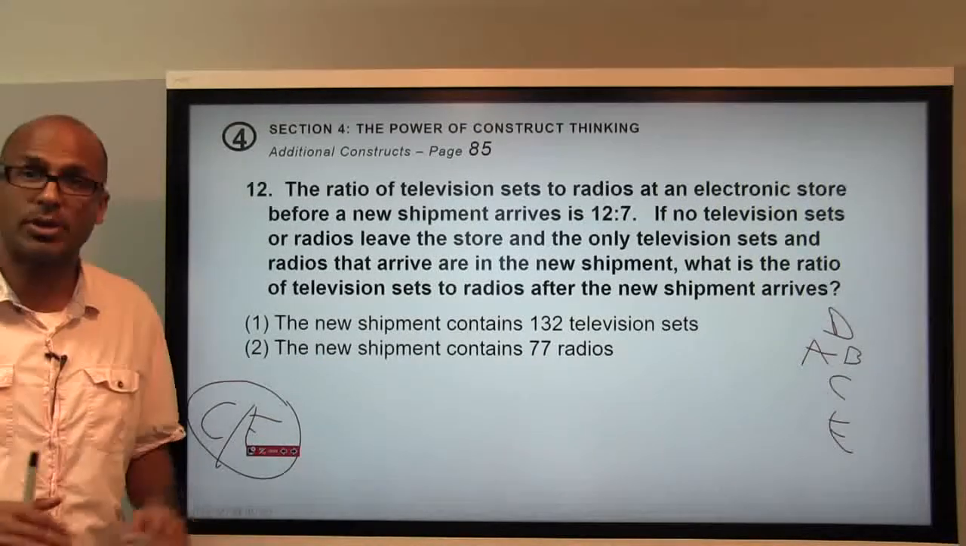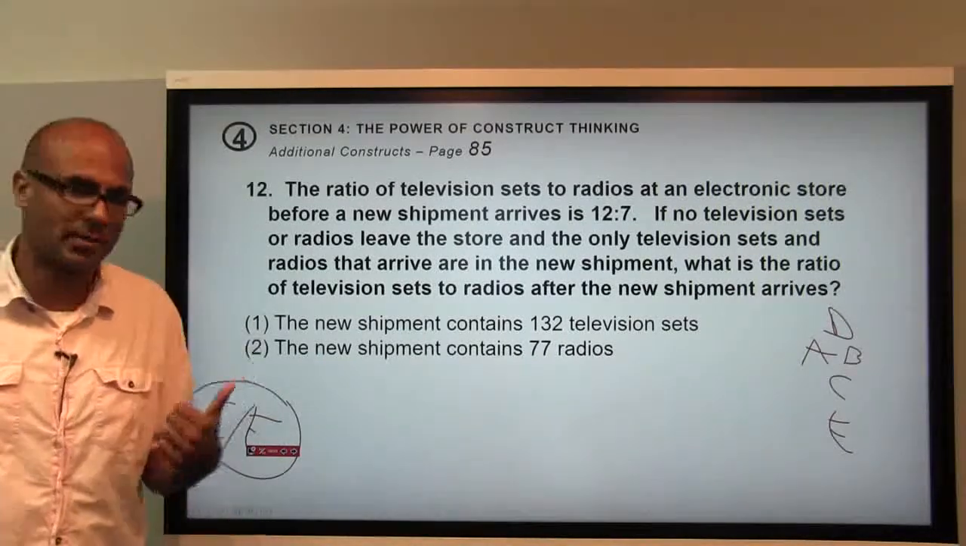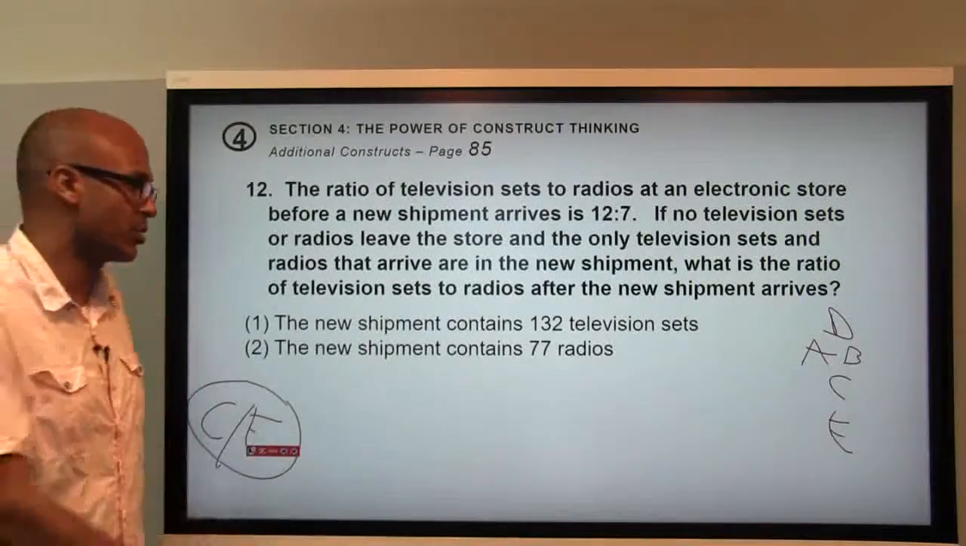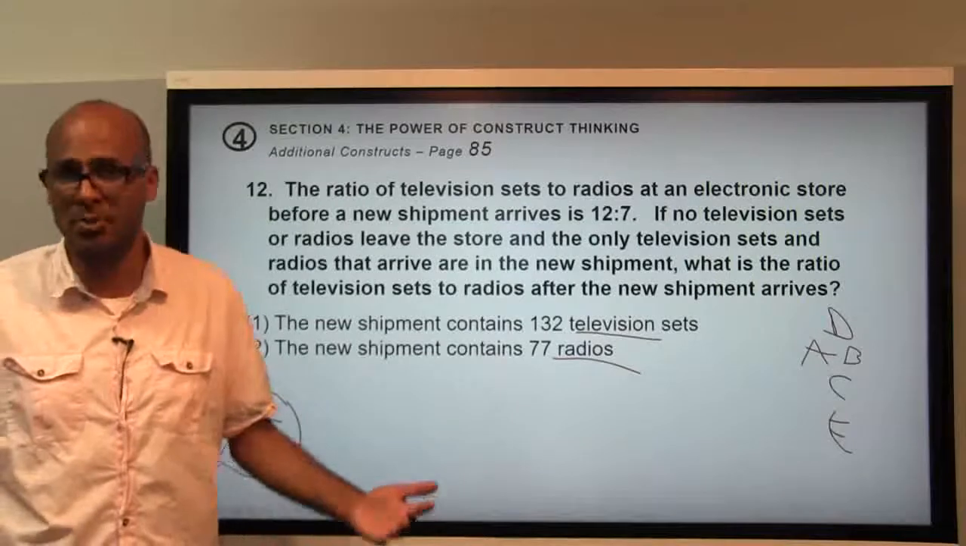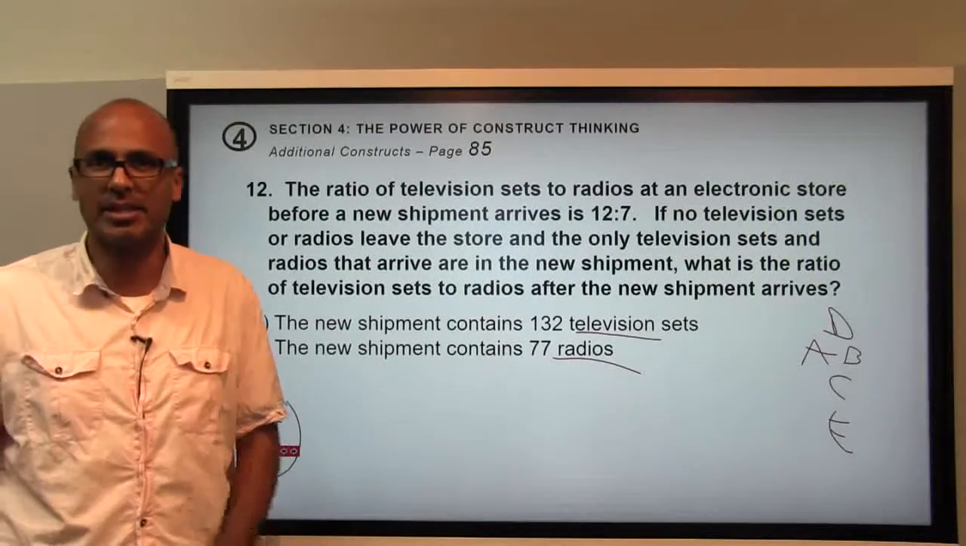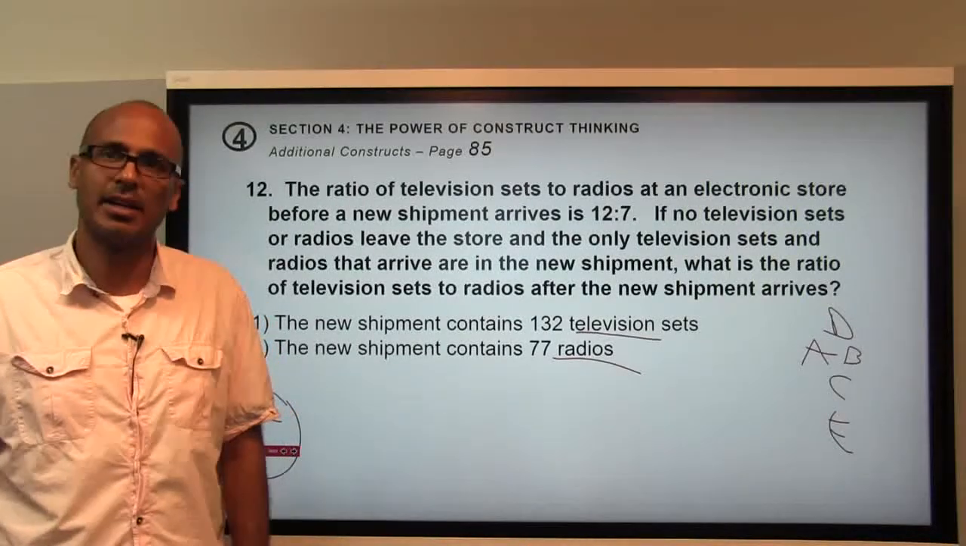There is no way you can be in D for the same reason no one can be in A or no one can be in B, because you're talking to me about TVs, no radios, radios, no TVs. I can't do anything with that. This is C or E instantly.